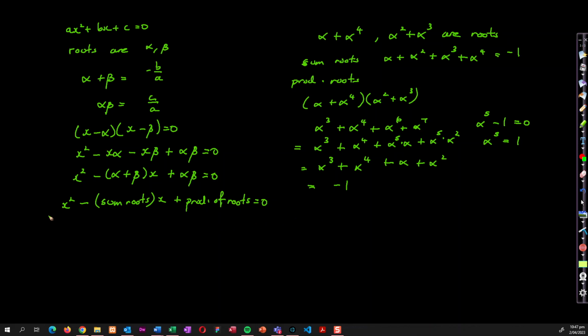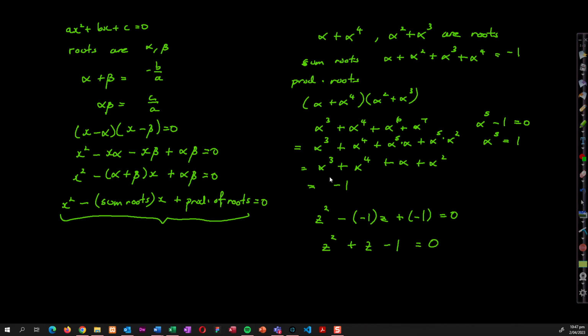So using this idea, where we have the product and sum of the roots as simply two values, we can say that our quadratic must be z squared minus the sum of the roots, which is -1, times z, plus the product of the roots, which is -1, equal to 0. So that simply becomes z squared plus z minus 1 equal to 0. And that's the quadratic that you're after.